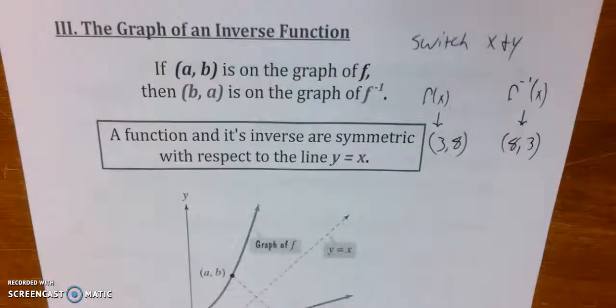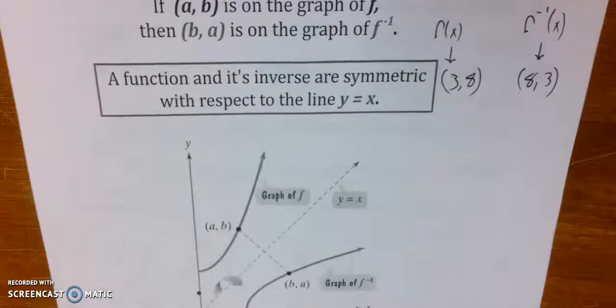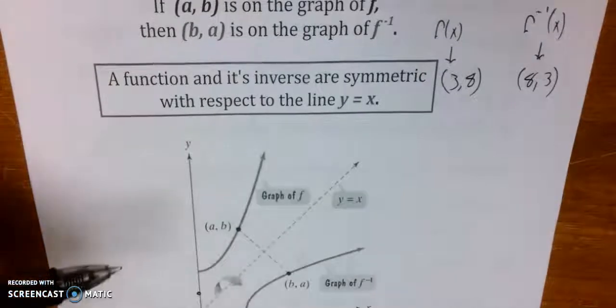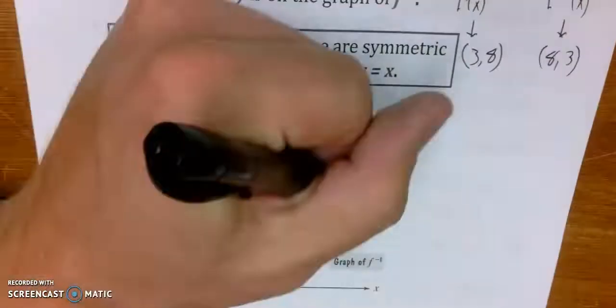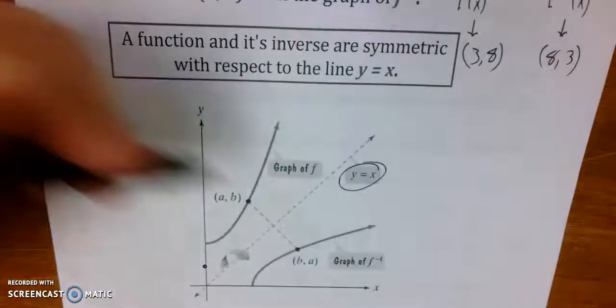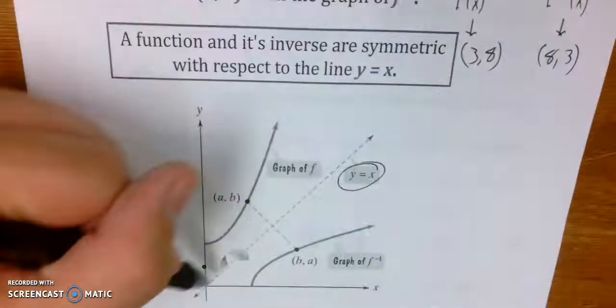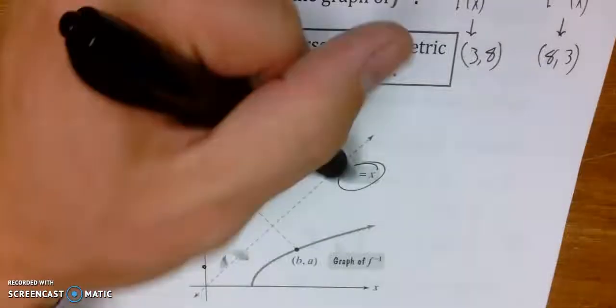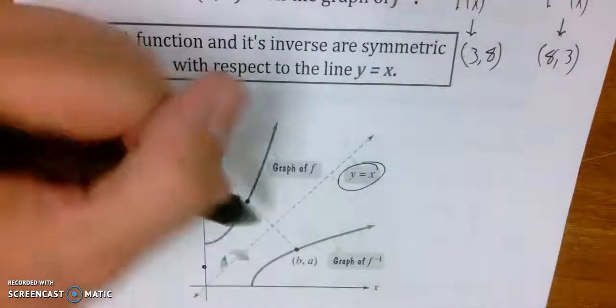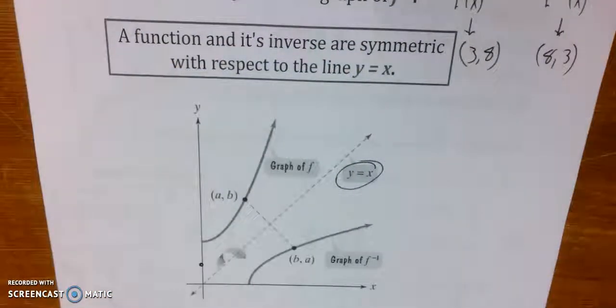If this is done properly, if you graph both of them at the same time, they should be symmetrical about the line y equals x, the identity line, right? It has a slope of 1, a y-intercept of 0. This is going to act as a mirror, so the graphs on each side should create mirror images of one another.